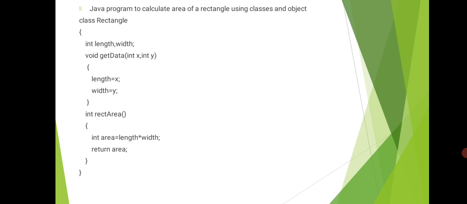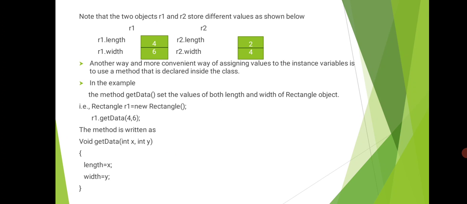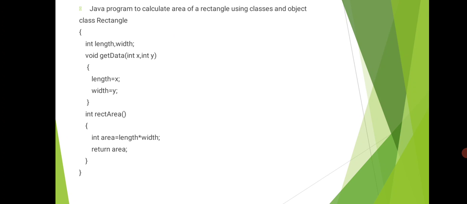The next function is rectArea, which has return type int, but it does not have any arguments. In this function we are calculating the area of a rectangle. That is the formula: int area is equal to length into width. So if we multiply length and width we get the area, that will be returned to the calling statement.